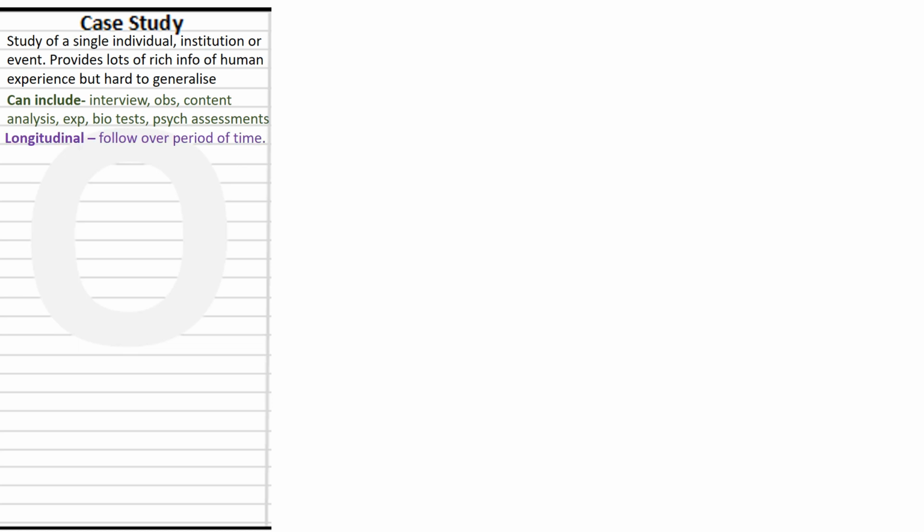It could be a small snapshot of how it is at one time, or it could be longitudinal, where you'd follow up individuals over a period of time and you'd develop the case study as they age. So we could focus perhaps on the more unusual individuals.